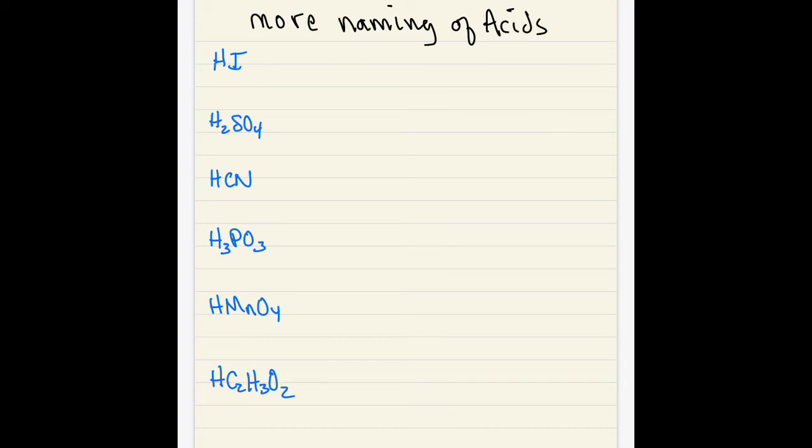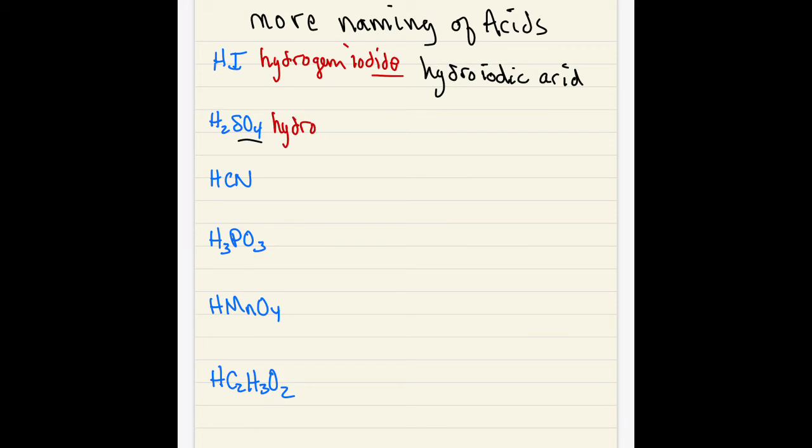Okay, you're back from pausing. This is the hydrogen iodide. Again, the ide ending is going to be hydroiodic acid. SO4 is the sulfate ion. This is hydrogen sulfate. So it will be sulfuric acid.